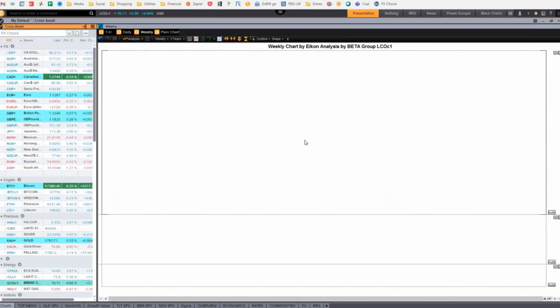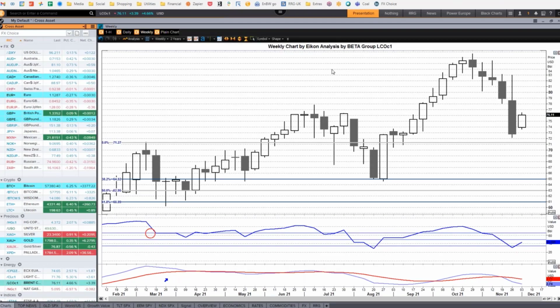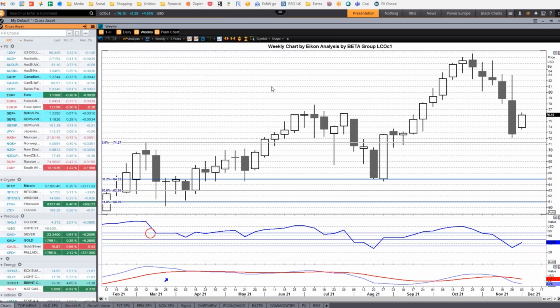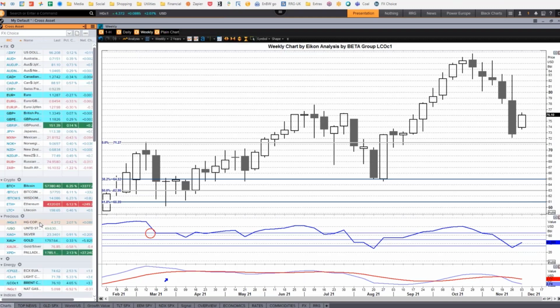Now on the oil, on the Brent crude, Trevor, can I just interrupt you for a second, please? Yeah, before we move on to oil, we've actually had a request to take a look at copper. We don't actually offer copper at FX Choice, but it's often interesting to take a look. Can you please take a look at copper?